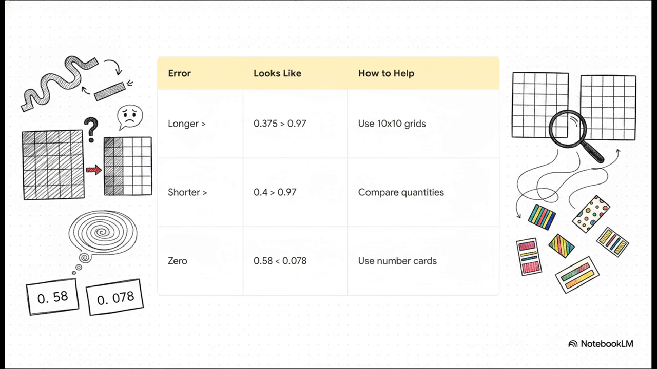Or they might ignore the internal zero entirely and think 0.58 is less than 0.078 because 58 is less than 78. On the flip side, some overcorrect. They think shorter is larger, reasoning that a tenth is bigger than a hundredth, so 0.4 must be larger than 0.97. Adult intuition often glosses right over these pitfalls. We completely forget how confusing this was for us. The fix? Pull out those 10 by 10 grids and decimal cards. Have them physically build the quantities and compare the shaded areas.